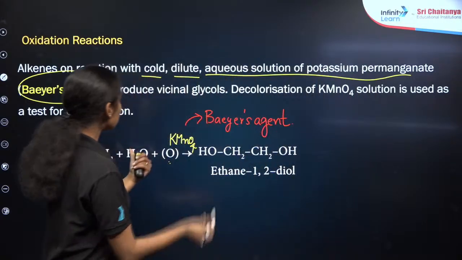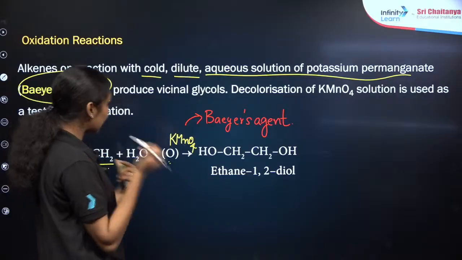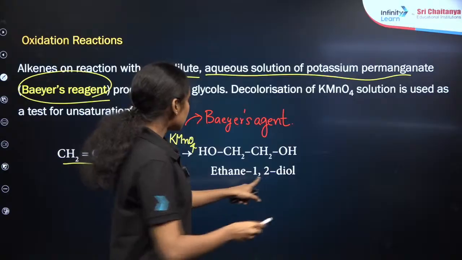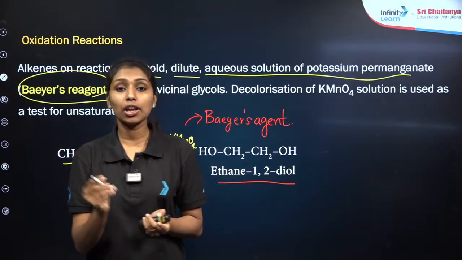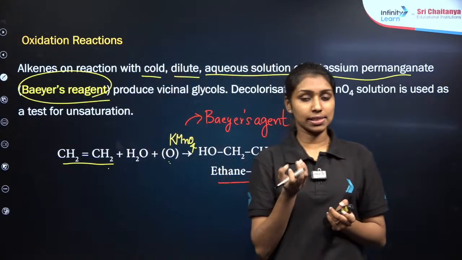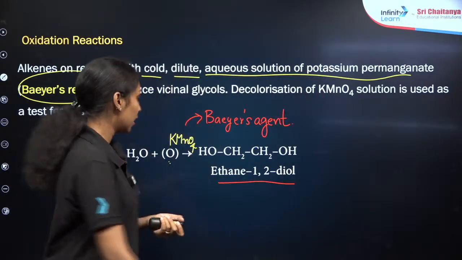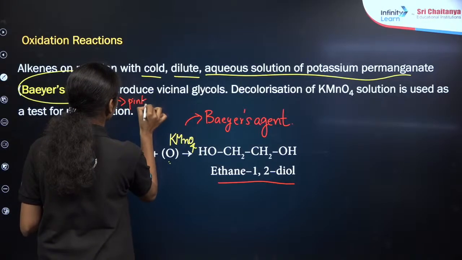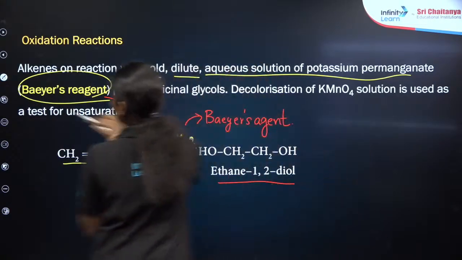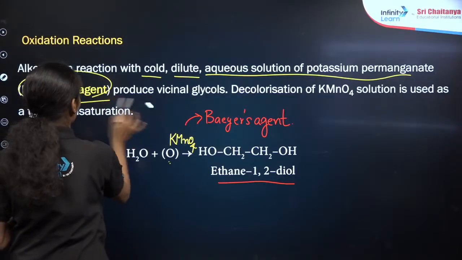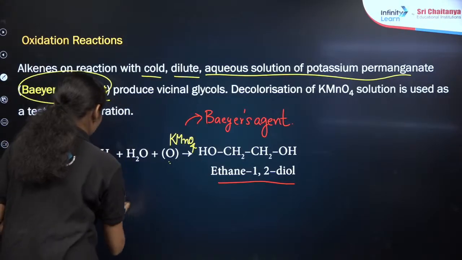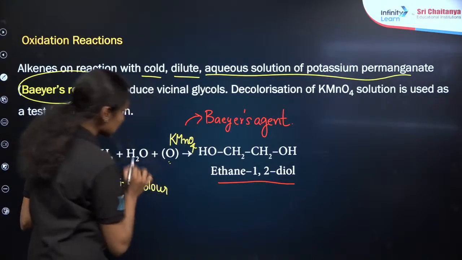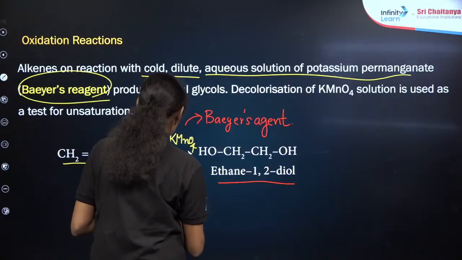When you add this Baeyer's reagent, or KMnO4, to any alkene or any compound containing a multiple bond, towards the end the pink color of the KMnO4 or Baeyer's reagent disappears, right? Disappearance of the pink color occurs here. So again, this reaction can also be used as a test for unsaturation.